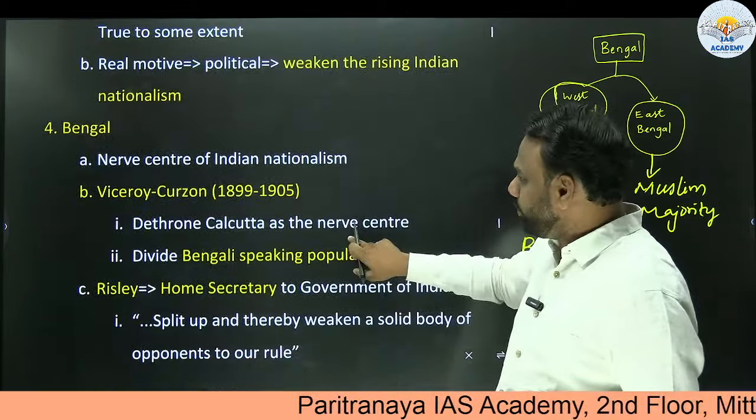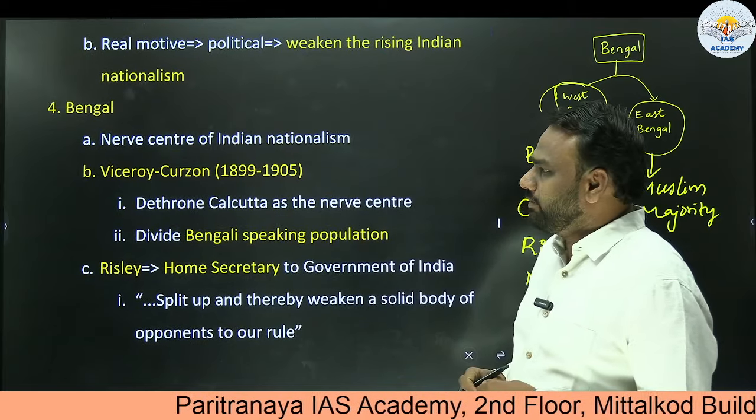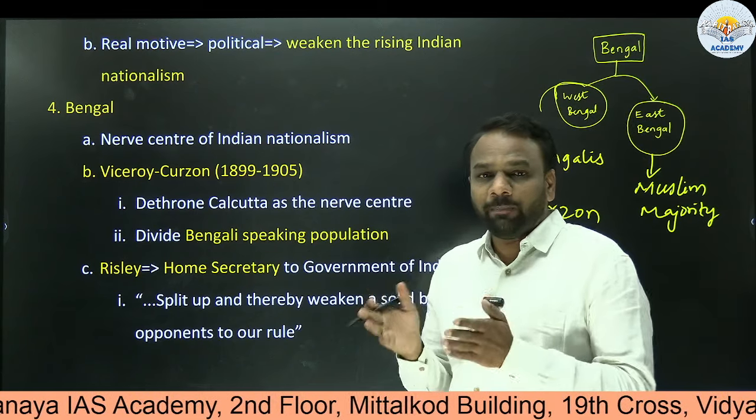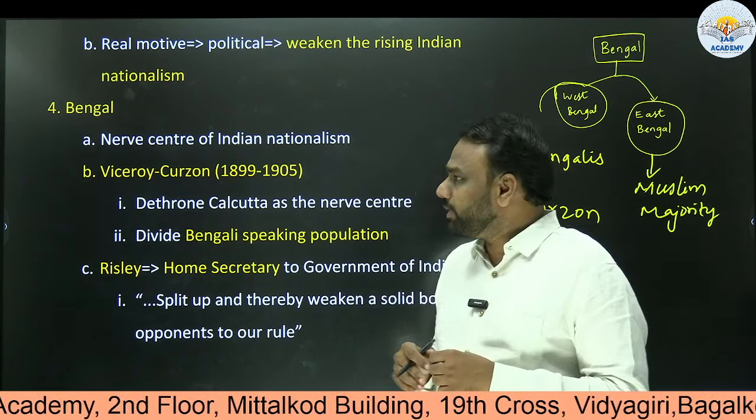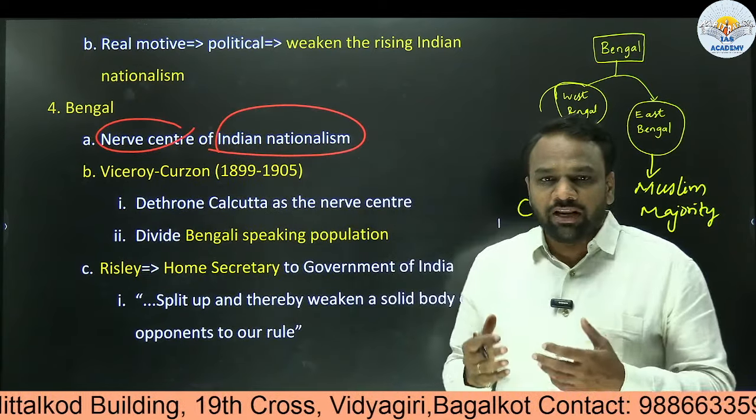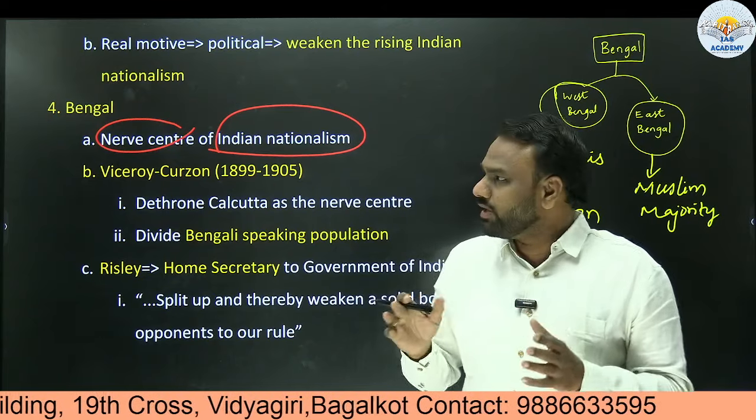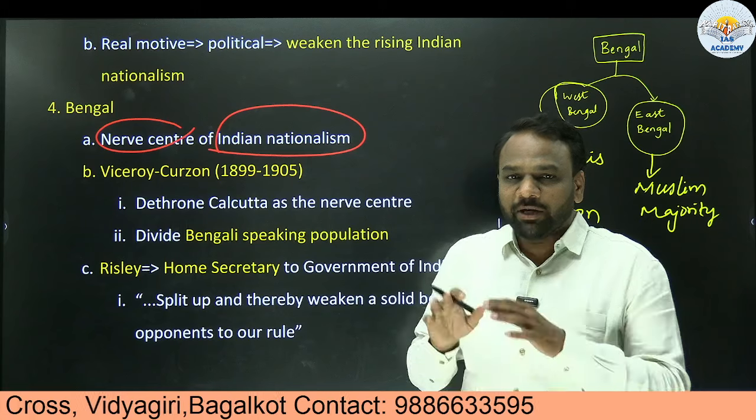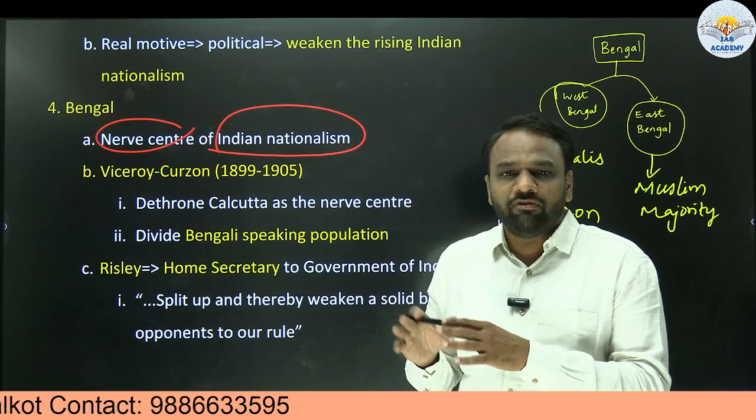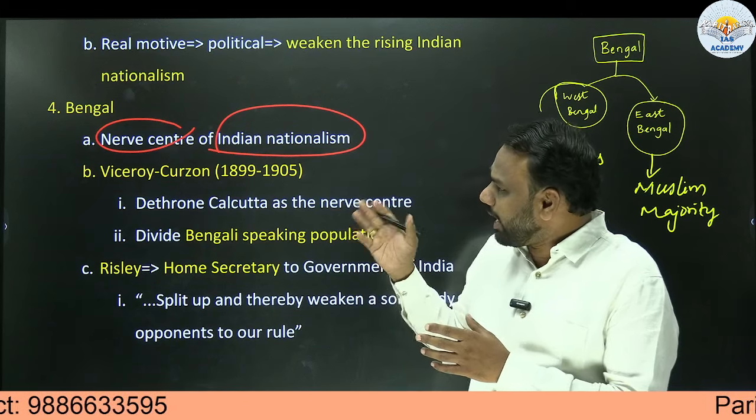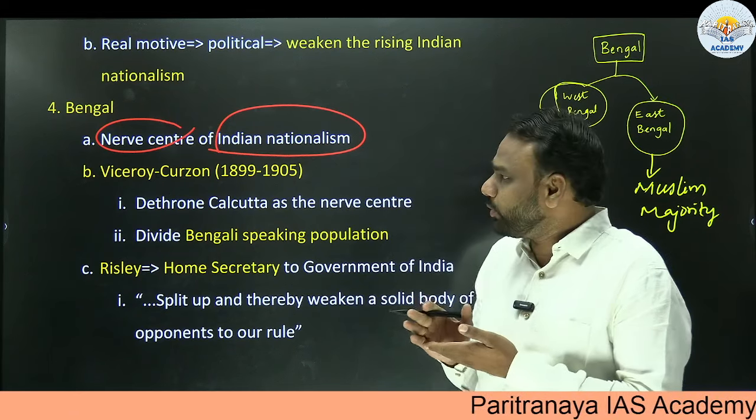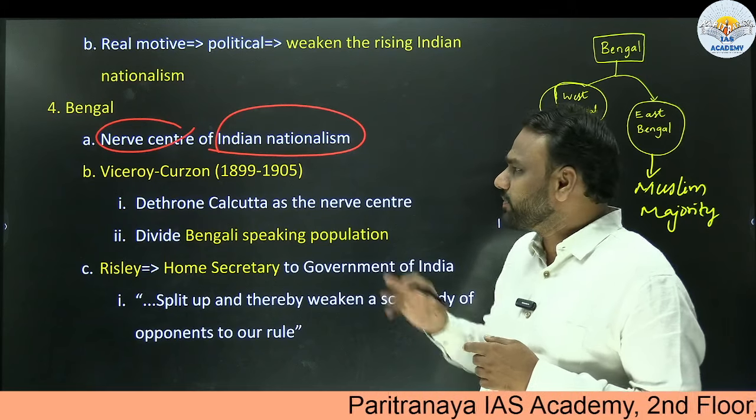So why did the Britishers want to divide or partition Bengal? We saw, to weaken the rising Indian nationalism. Now why partition Bengal itself? Why not another move? Because Bengal had become a nerve center of Indian nationalism. The feelings of nationalism and national consciousness were going very strong in Bengal. And if the Britishers allowed this feeling to develop further, then definitely a time would come when the Britishers would have to leave India. Such pressure was building upon the Britishers. So that's why they wanted to weaken the national consciousness, and that is the real motive.